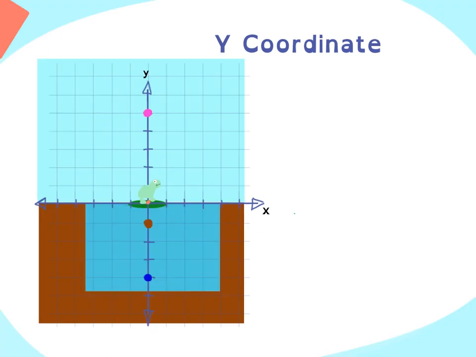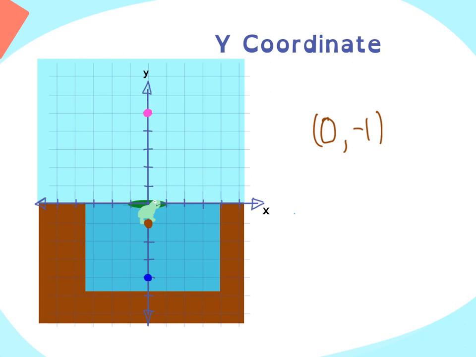Now, let's look at what happens when we move along the y-axis. First, let's move to the brown dot. Our little frog will dive down 1 block. Since down is negative, we're going to start with a -1. We're moving along the y-axis, so the -1 is our y-coordinate. Since we did not move left or right, our x-coordinate is 0.